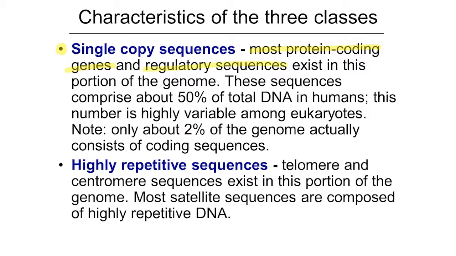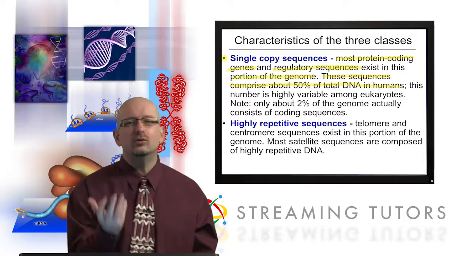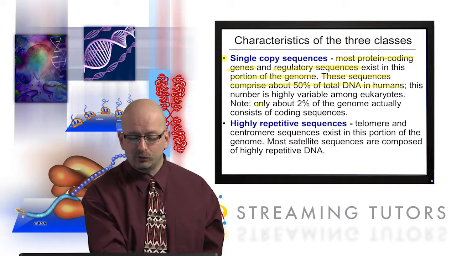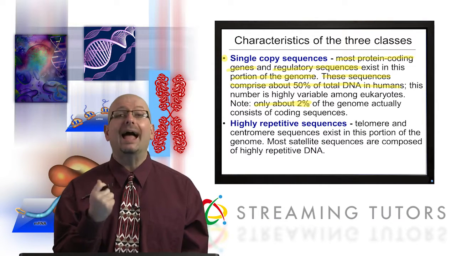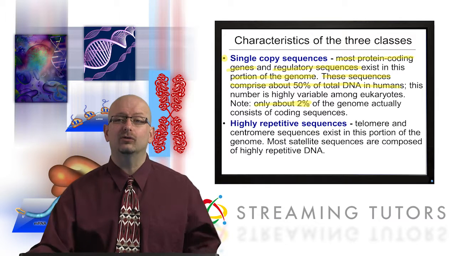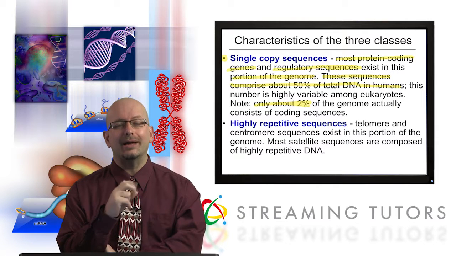There are also regulatory sequences associated with specific genes, and these things exist in the single copy part of the genome. Now, since repetitive sequences are about half your genome, these single copy sequences also comprise about 50% of total DNA in humans. But be really careful, and yes, it's variable. How can you reconcile these two ideas? The Human Genome Project showed that only about 2% of the genome, the DNA sequences, actually consists of coding sequences. I just got done saying 50% is single copy, and then only 2% is actually coding.